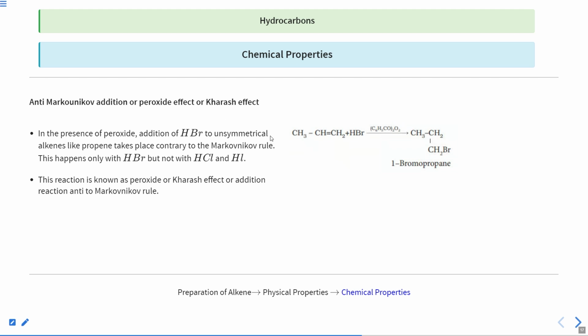Now a very important point for you, that it cannot happen with HCl or HI. So I am saying that this Kharash effect can only be seen if you are using HBr and not HCl or HI. Clear? So this should always be in your mind. If you say that we have used the Kharash effect on HI or HCl, then that would be completely wrong. So it should always be in your mind that only HBr can do it.